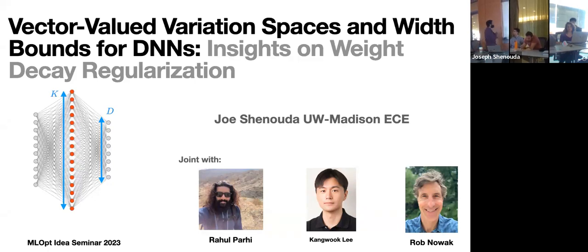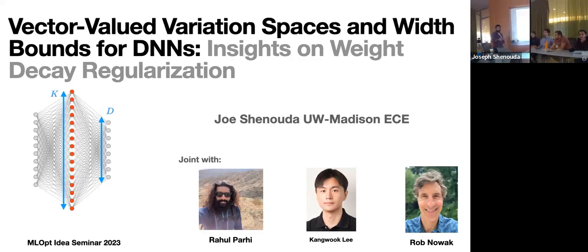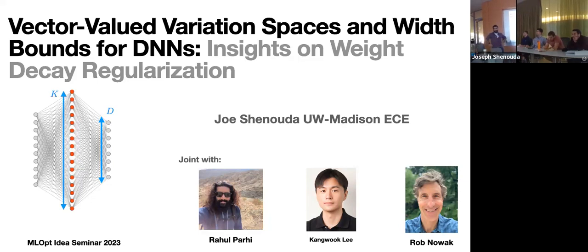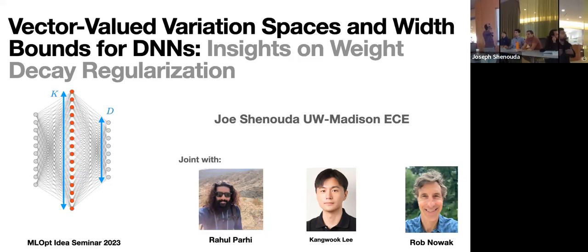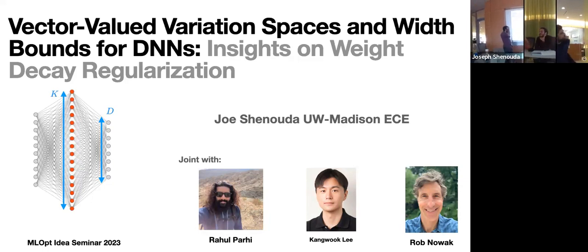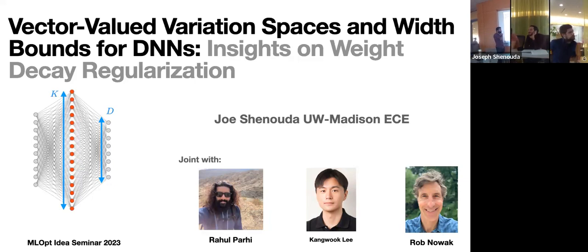So like the title says, this is going to be about vector valued variation spaces and some new results on bounding the number of neurons we need for deep neural networks. And all this is in the context of training with a very popular form of regularization known as weight decay. This is joint work with Rahul Pari, who's at EPFL, and my advisors, Kang-Won Lee and Rob Nowak, whom I got to learn a lot from, which is great.